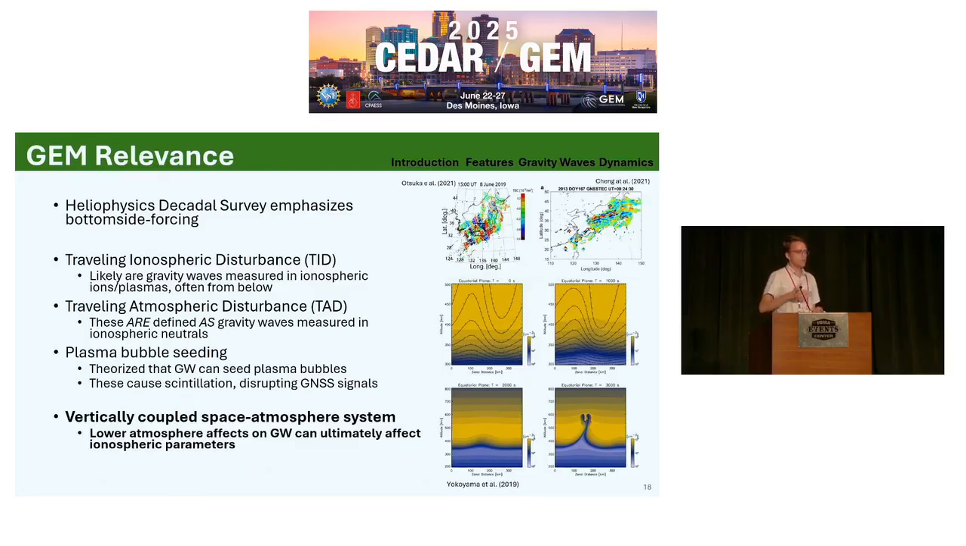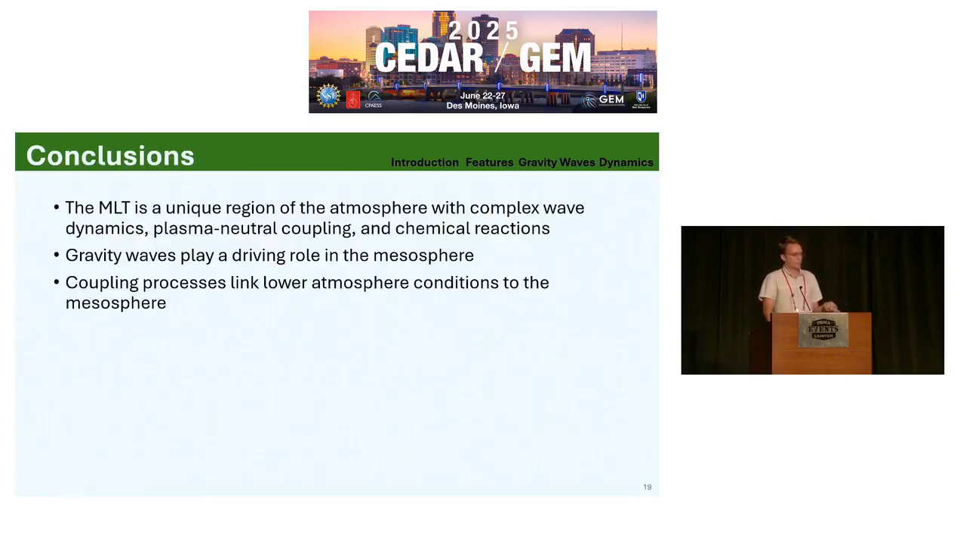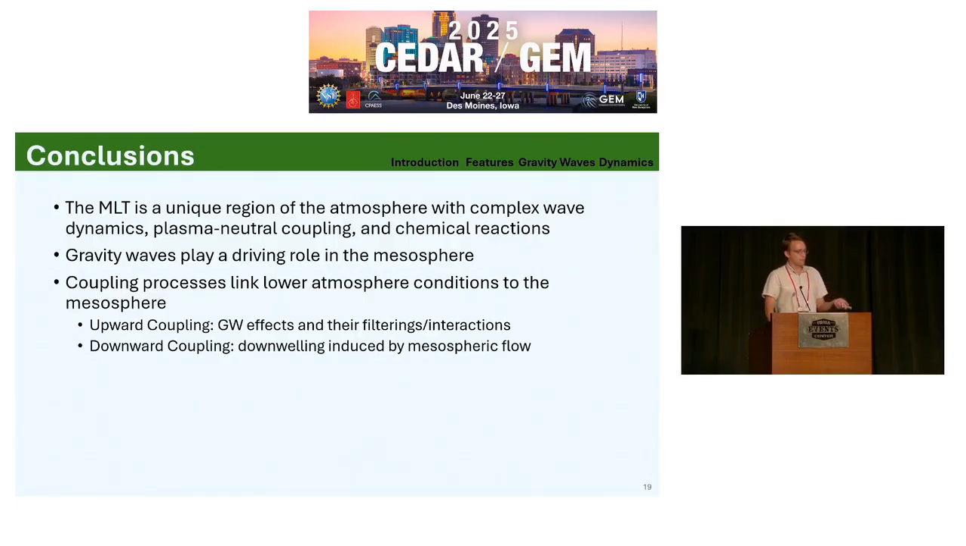coupled. I introduced to you how the gravity waves reaching the mesopause are determined by the atmospheric flows below, and then here I introduced how these gravity waves can affect what we observe above this mesopause point. So ultimately, the MLT is a unique region of wave interactions, chemical reactions, and plasma-neutral coupling. These gravity waves are very important in the mesosphere, and these coupling processes link the lower atmospheric conditions to the features that we see in the ionosphere.